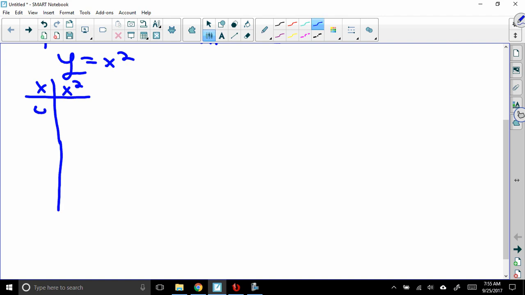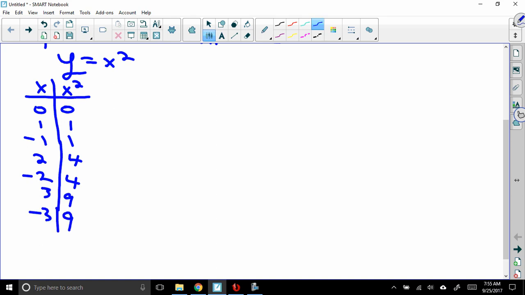So if I have 0 and I square 0, of course it's going to be 0. And if I have 1 and I square it, it's going to be 1. And if I have negative 1 and square it, this is where the magic starts to happen. When we square negative 1, what do we get? 1. Good. And when we square 2, we get 4. And when we square negative 2, we also get 4. And then we get 3, 9, and negative 3, 9.